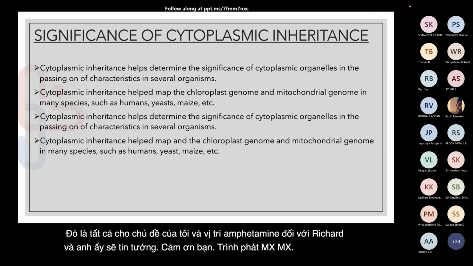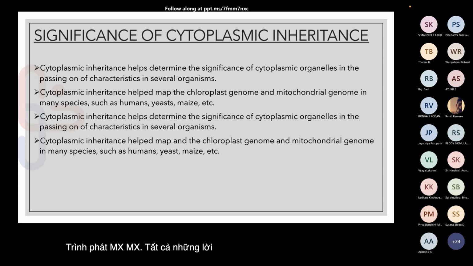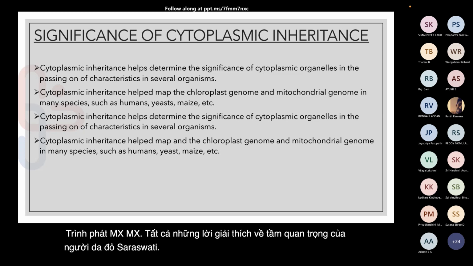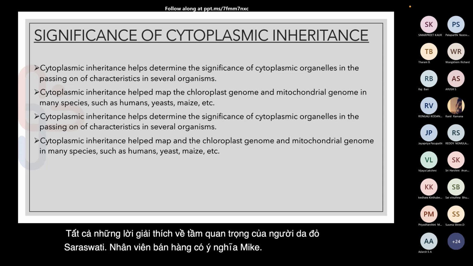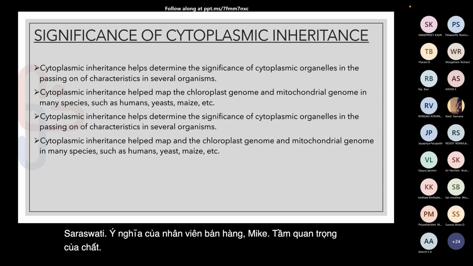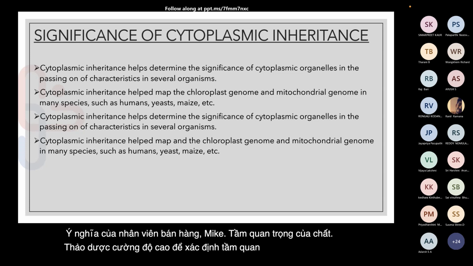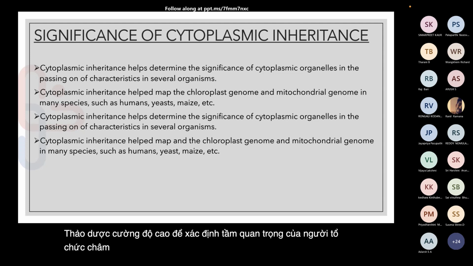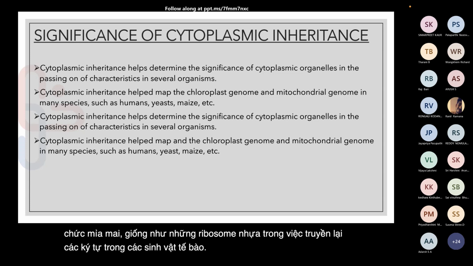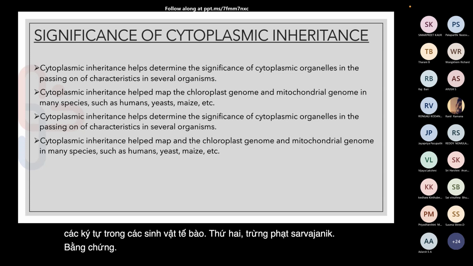I'll be explaining the significance of cytoplasmic inheritance. Significance means the importance of cytoplasmic inheritance. Cytoplasmic inheritance helps us to determine the importance of the cytoplasmic organelles, like ribosomes and plastids, in passing on the characters in several organisms. The second point is that cytoplasmic inheritance helps us to map the chloroplast genome and mitochondrial genome in many species, such as humans, yeast, maize, etc.